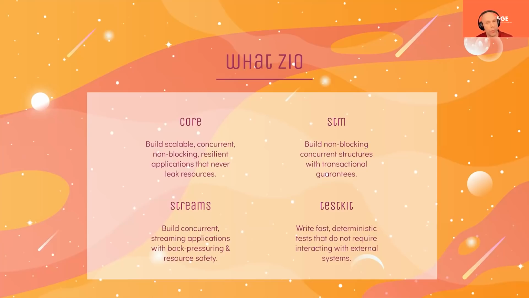The streams module helps you build data streaming applications. That could be a socket, that could be file related, it could be a web server, or it could be more traditional data engineering, pulling data in from Kafka and other sources and transforming it and loading it somewhere else. And then finally, the last module is a test kit that helps you very reliably build very fast deterministic tests that don't require any external interaction with databases or other systems. That part is called Zio Test, but it's basically a test kit for Zio applications.